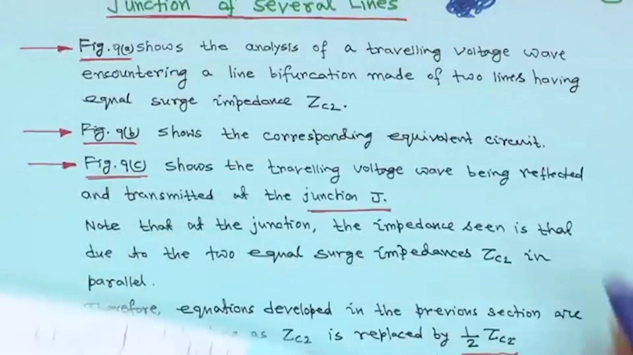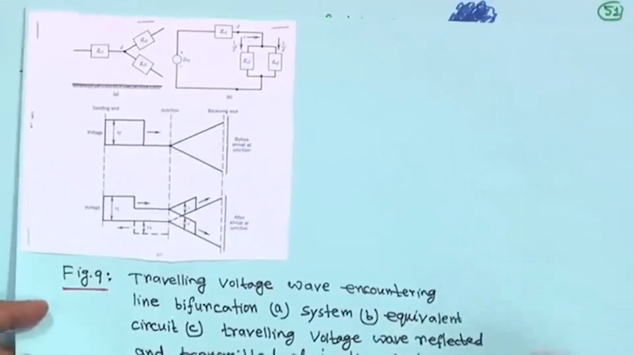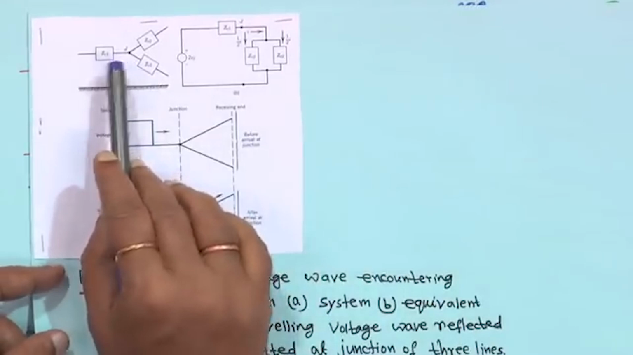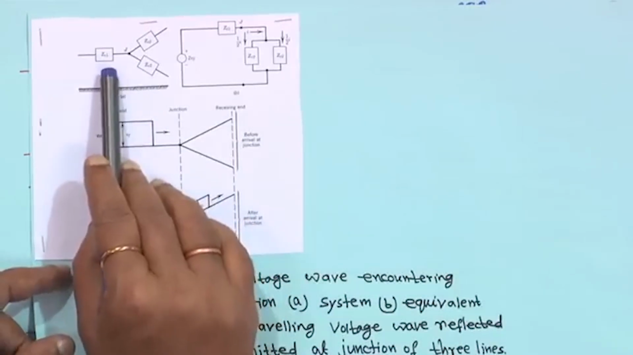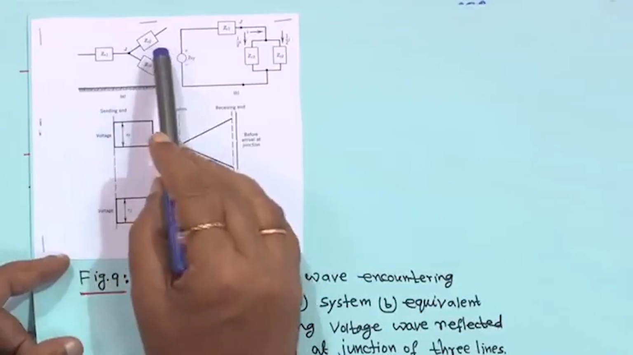Okay, welcome back. Now we will see the junction of several lines. First, look at this diagram. Suppose there is one line whose surge impedance or characteristic impedance is ZC1, and the line is bifurcated here.